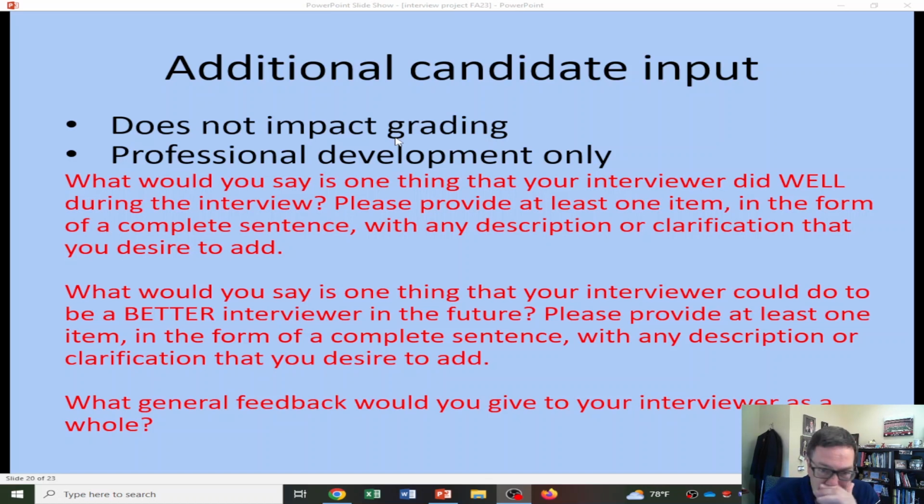Again, this doesn't affect your grade. The grade is already impacted through other things related to this, but a very specific, you did well and you could do better, and general feedback. When I give you your grade, I'll give you a picture of the spreadsheet with all of the averages of these things that add up to a total. And then below that, I'll give you word for word what they put on this did well, could do better, and general feedback.